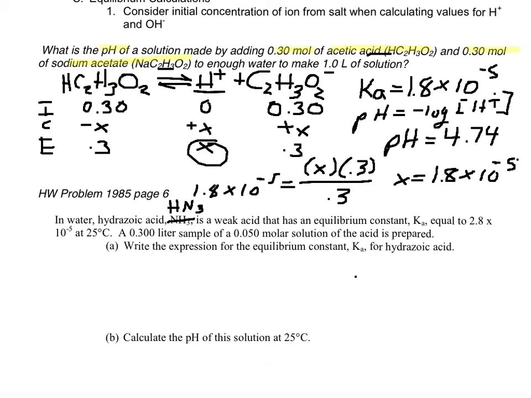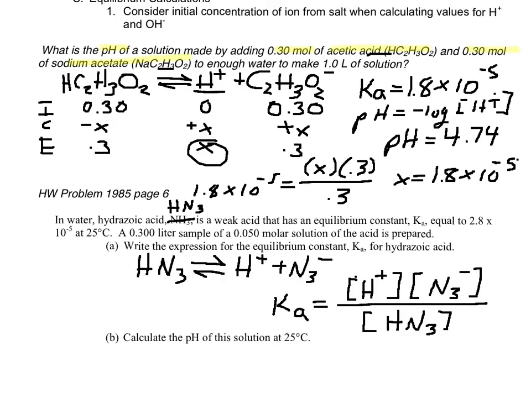Now on part A and part B, these are just review questions, writing an equilibrium expression and calculating pH of a weak base. We learned how to do this in the last couple of chapters, so why don't y'all go ahead and pause this, try letters A and B, and see how you do.